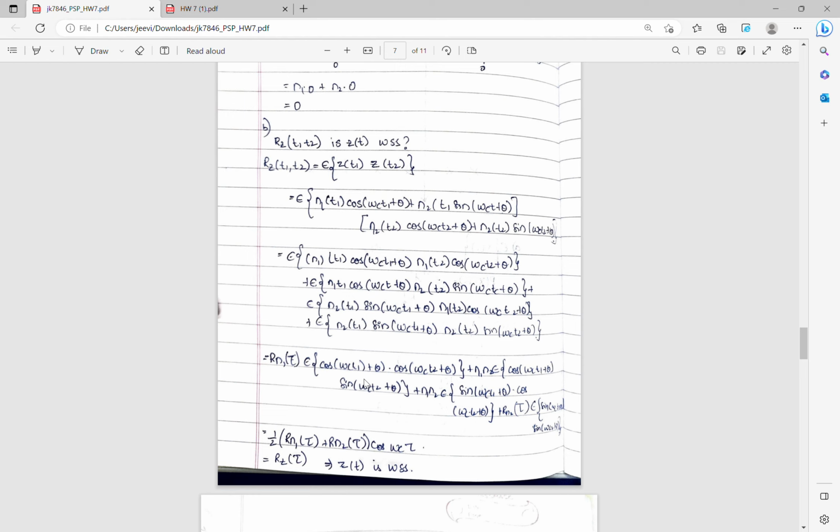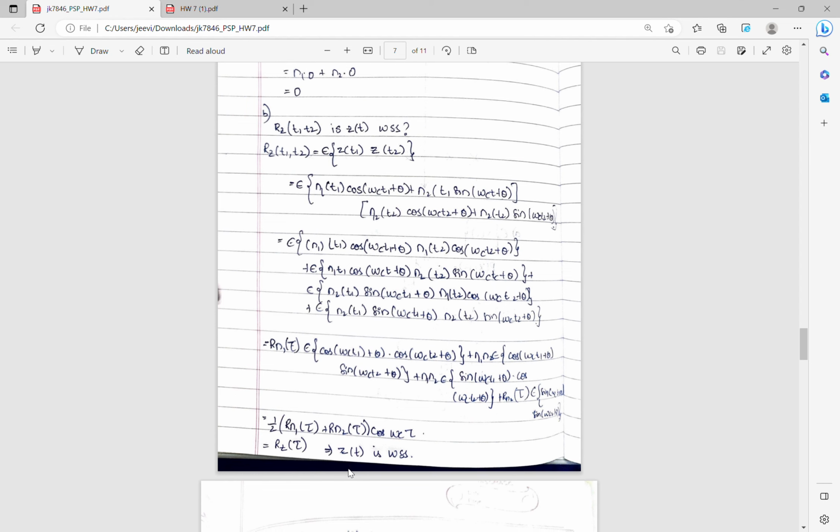Now if we simplify all of this, we will get this equation in the form of tau. Therefore it is equal to 1 by 2 into [Rn1(tau) plus Rn2(tau)] into cos(omega_c tau). All of this is equal to Rz(tau). Therefore z of t is wide-sense stationary.